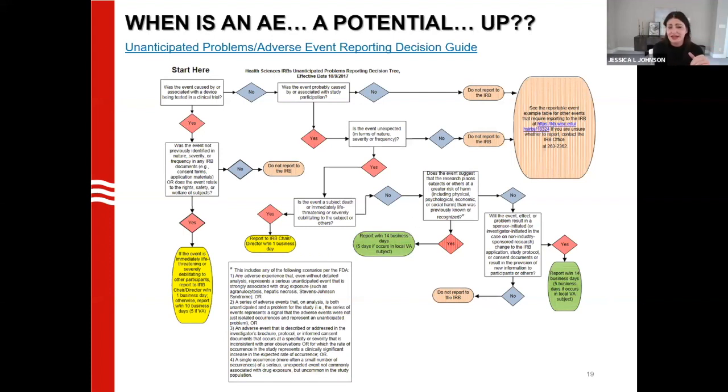But if it's not a device study, then you go through and it essentially asks you those 3 questions, but in flowchart form. Was the event probably related to study participation? Was it unexpected, either in nature, frequency, or severity? Is it a subject death or something that's immediately life-threatening? And if you say yes to that, that goes to what we call our OMG reporting timelines, which is where you're giving Lisa Wilson a call as the IRB director, you're calling Catherine, you're calling me, and that is something that gets reported that day.